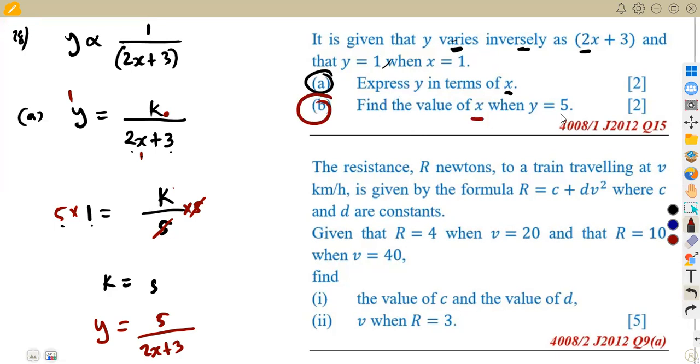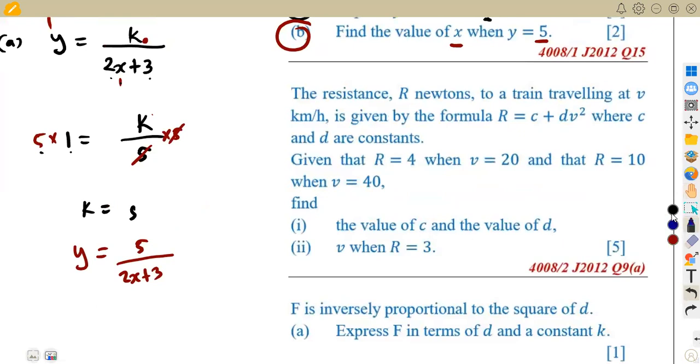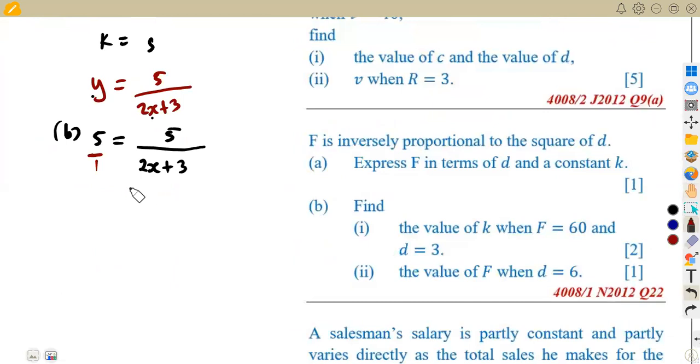Now the B part: find the value of x when y is 5. It's now just a substitution because you have a relationship between y and x. What are you given now? You are given the value of y, which is 5. So 5 is equal to 5 over 2x plus 3, sorry for that. To find x, you can simply cross multiply, because this is same as over 1. On the cross multiplication, remember this is a bracket, so everything is supposed to be 5 into 2x plus 3.